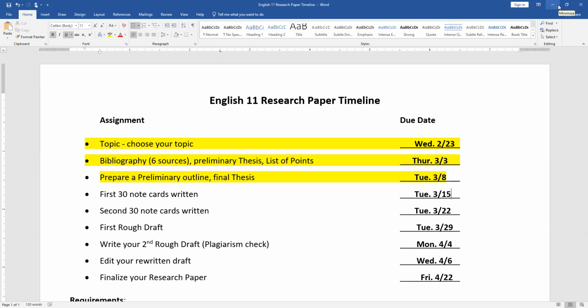I mean, it's one of those things where if you feel like you are going to rely strongly on your note cards to write your paper, have more note cards. If you feel like you can take your note and run with it and make a full paragraph out of maybe 1 or 2 notes, then you probably don't need as many. But at least having those note cards written kind of gets you started. All right, that's it as far as the research paper.